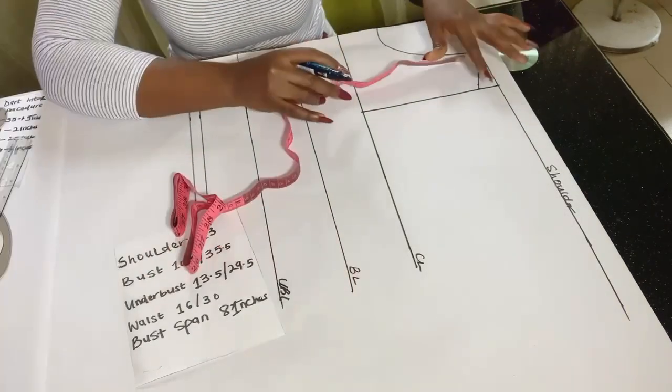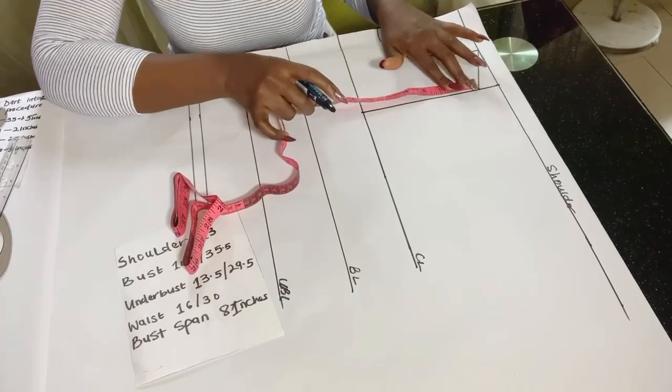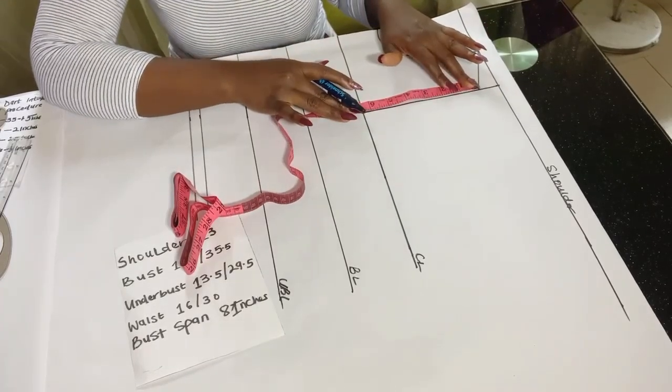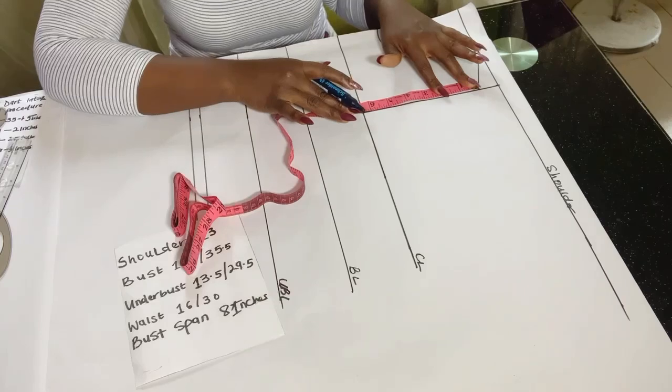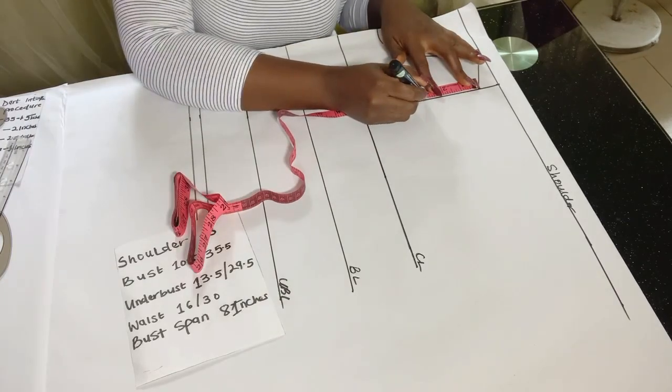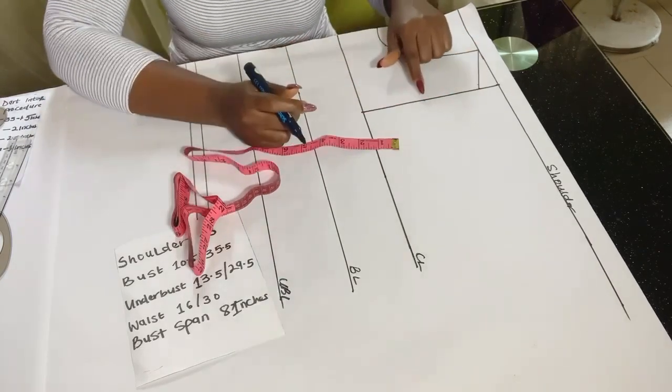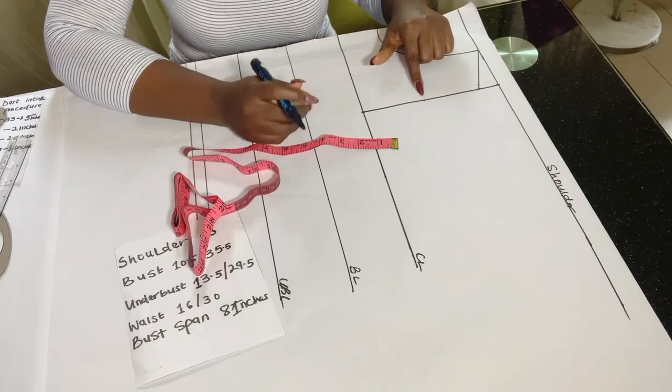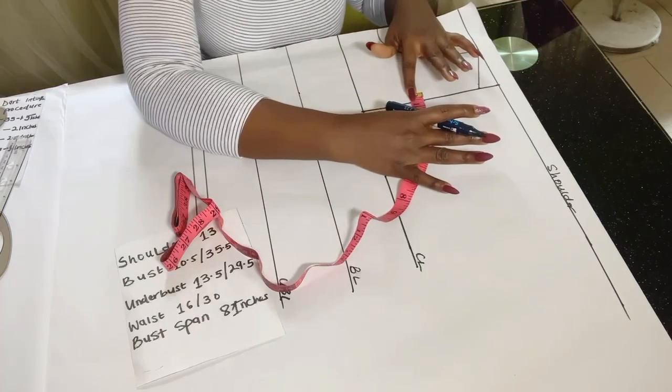Whatever you have here, you divide by 2. So I have 6.5 here, so I'm going to be dividing that by 2, 3.25. So this is my 3.25. I'm going to be coming in by 1/4 of an inch or ½ inch here. So I'm going to be coming in by ½ inch.